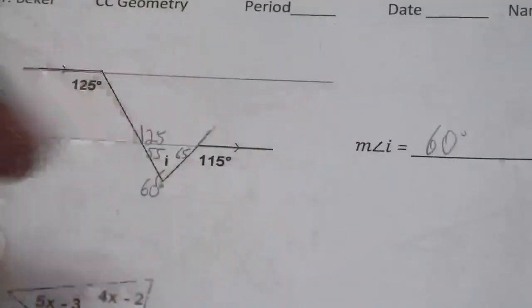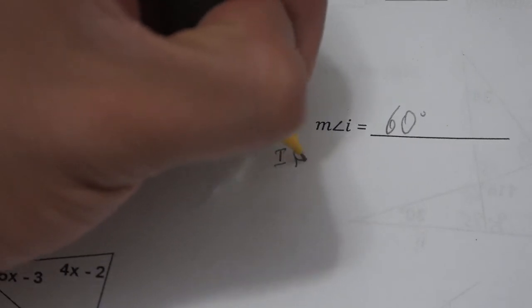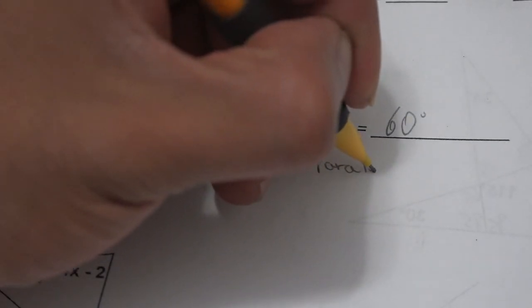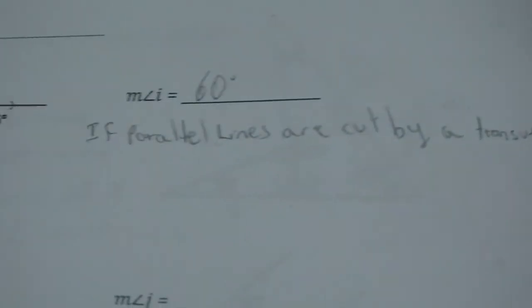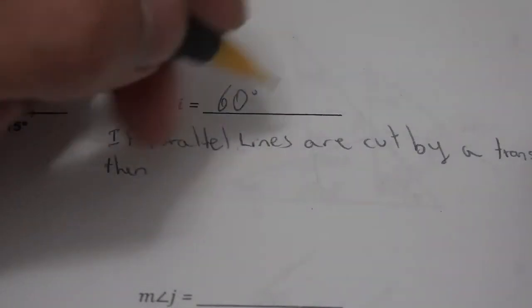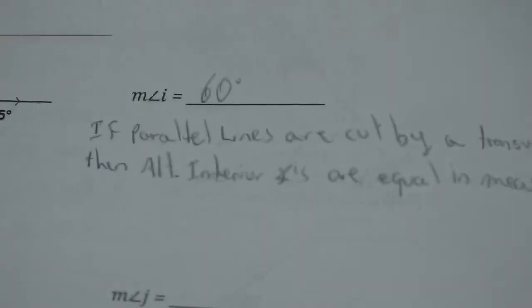Okay, so everything that I use, that's what you write as your justification. Okay, alternate interior angles. So you could write: if parallel lines are cut by a transversal, then alternate interior angles are equal in measure. So that's one of them that we use, right?